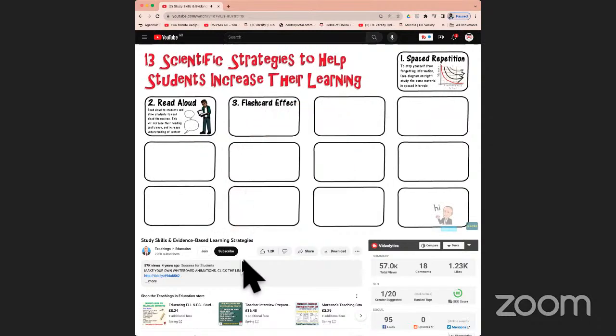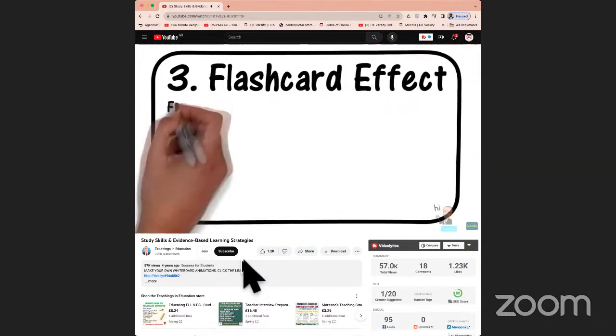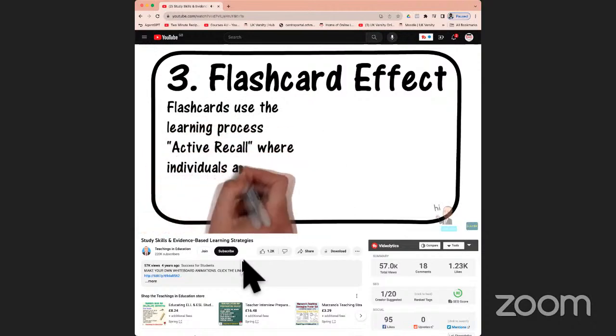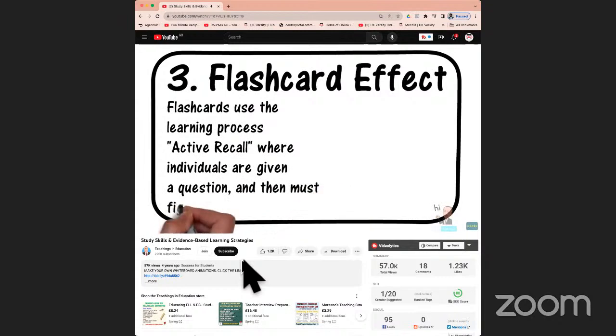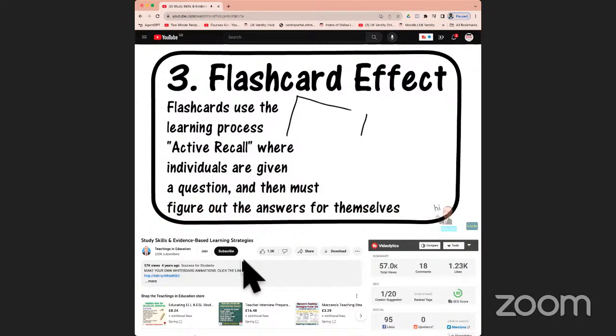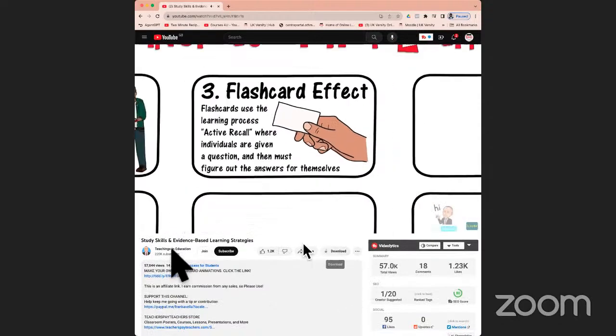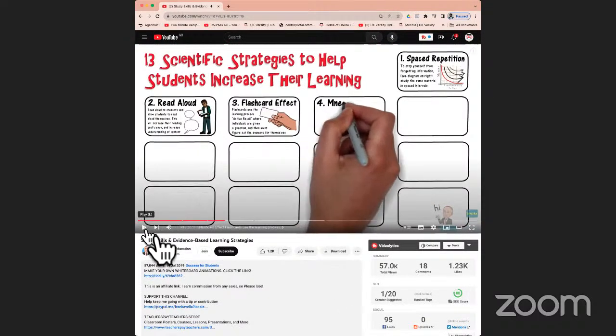Here is the flashcard effect. Flashcards use the learning process active recall, where individuals are given a question and then they must figure out the answers for themselves. Flashcards also utilize spaced repetition and self-reflection as you scroll through the cards and begin to check your own answer. Moving on to number 4.